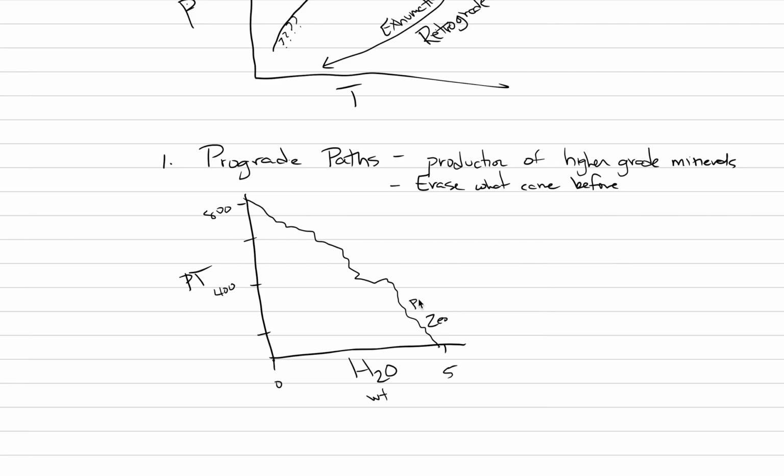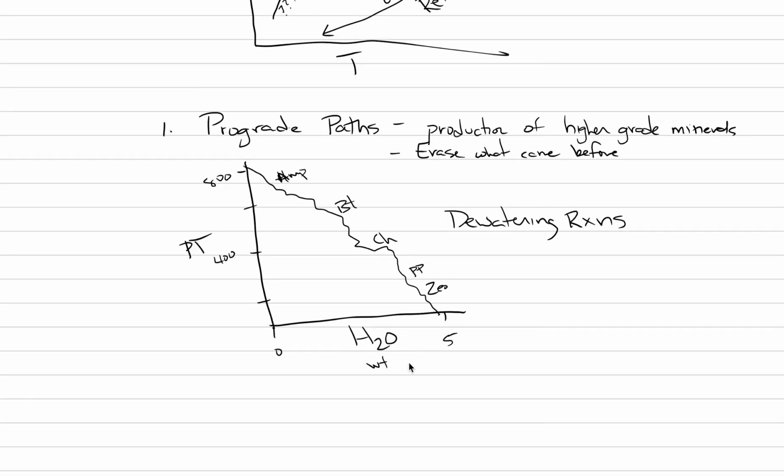Same as around for prehnite-pumpellyite. And then the chlorites start to go away. And then the biotites start to go away. And then the amphiboles start to go away. So as the prograde occurs, what we have is dewatering reactions. That is one of the main things that goes on the prograde path.